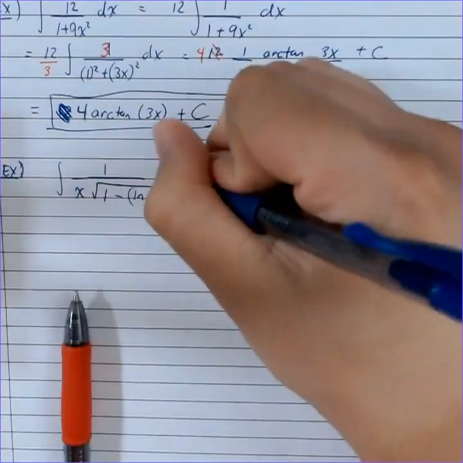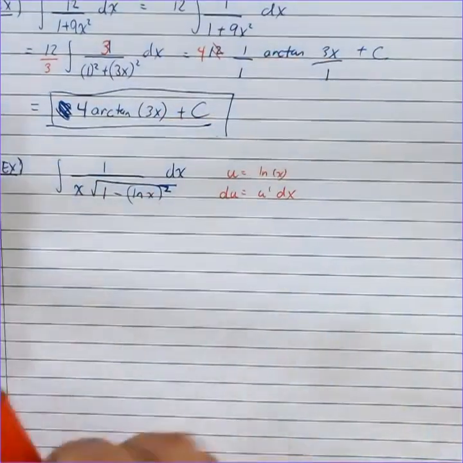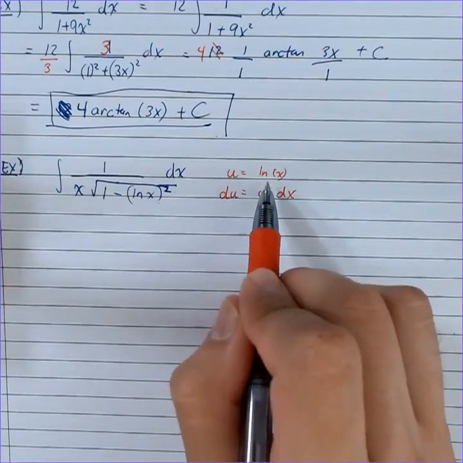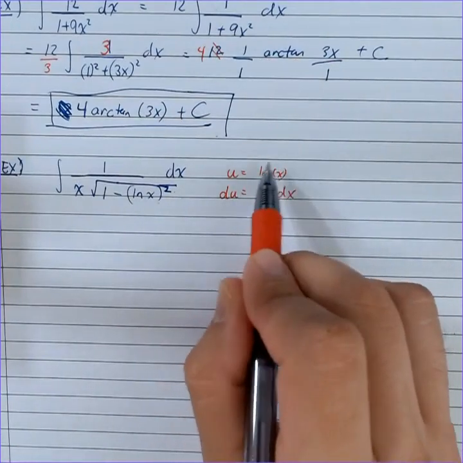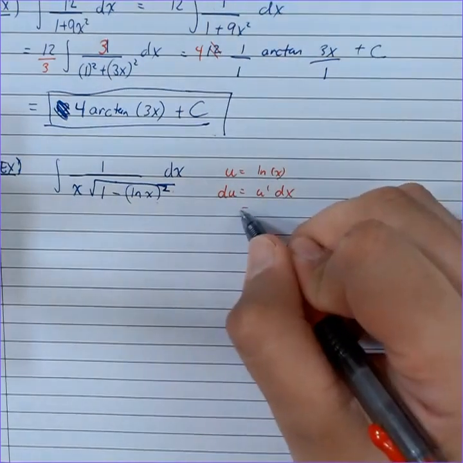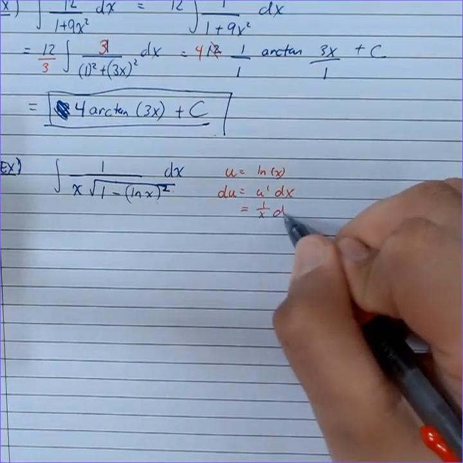Okay, so if that's u, then du is going to equal u prime dx. Speaking of which, I forgot my dx here, didn't I? There we go. It's going to be u prime dx. Well, u prime is going to be the derivative of the natural log of x. And the derivative of the natural log of x is 1 over x. So it's 1 over x dx, like that.